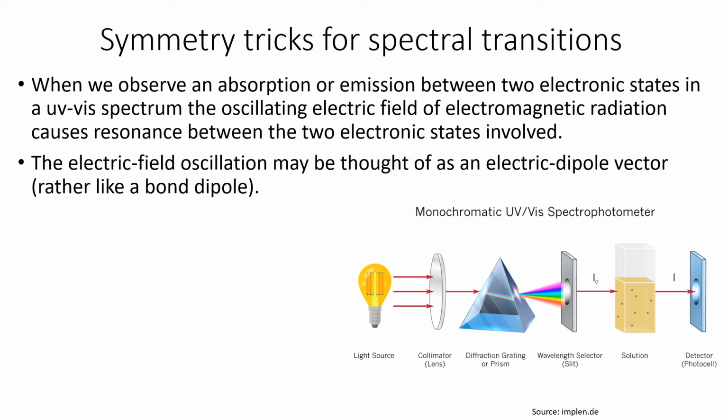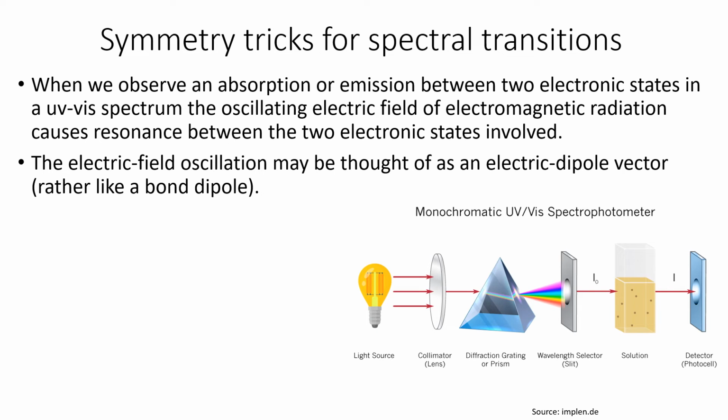And so actually we need to look at this in a bit of detail, because it's typically the electric field rather than the magnetic field in electromagnetic radiation which we're using in spectroscopy. There are some cases where the magnetic part is more important, but most of the time it's the electric field part. And so that electric field oscillation, we can think of it as an electric dipole vector.